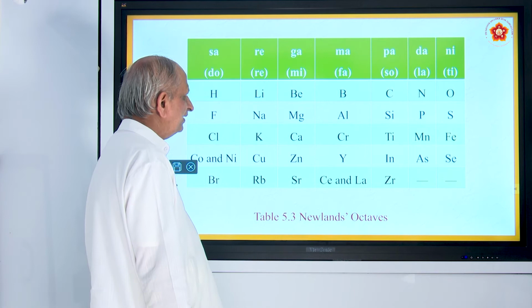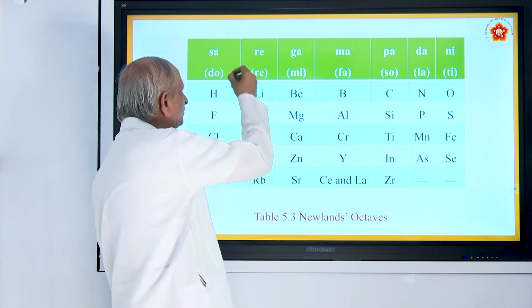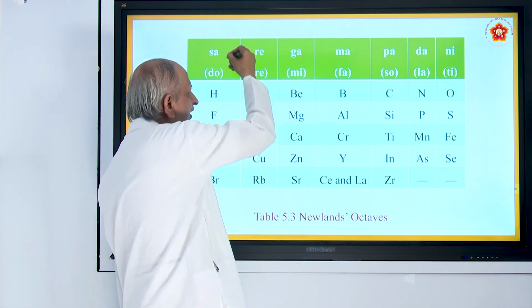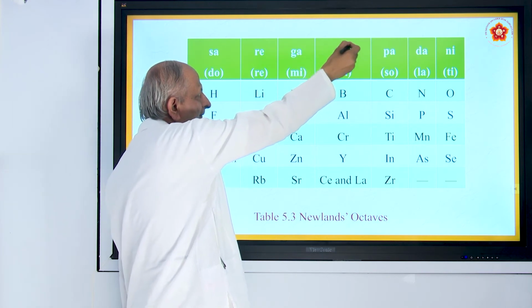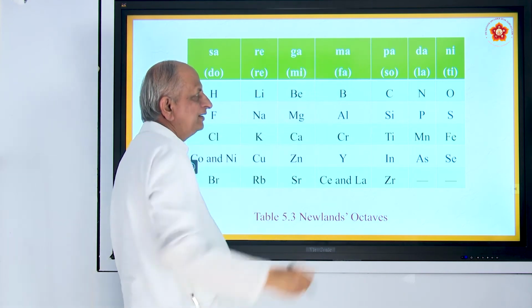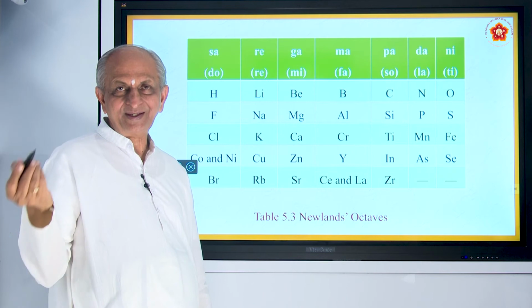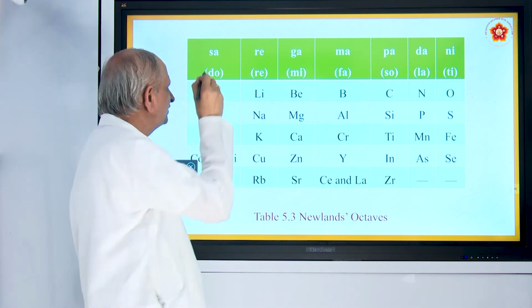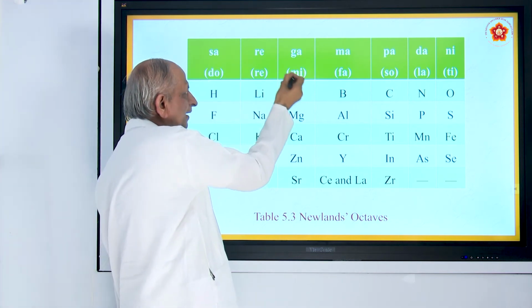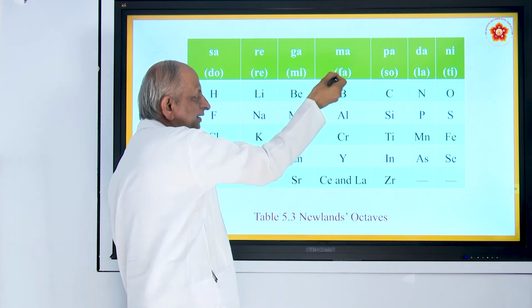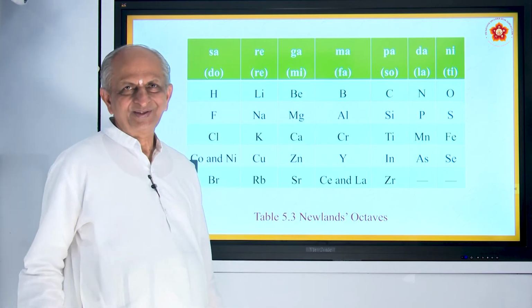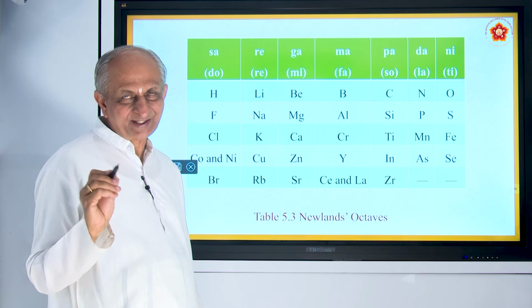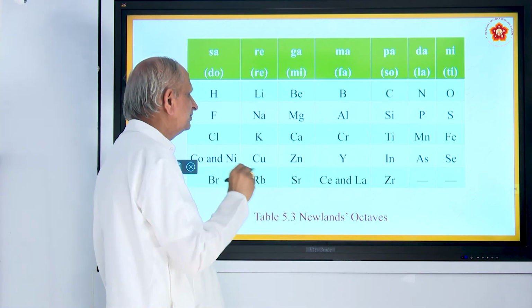So for example, as you have the sa, re, ga, ma, pa, da, ni. After that what comes? Again sa comes. Sa, ni, da, pa, ma, ga, ri, sa. The sa comes again. That is the eighth swara. What do you call eighth?